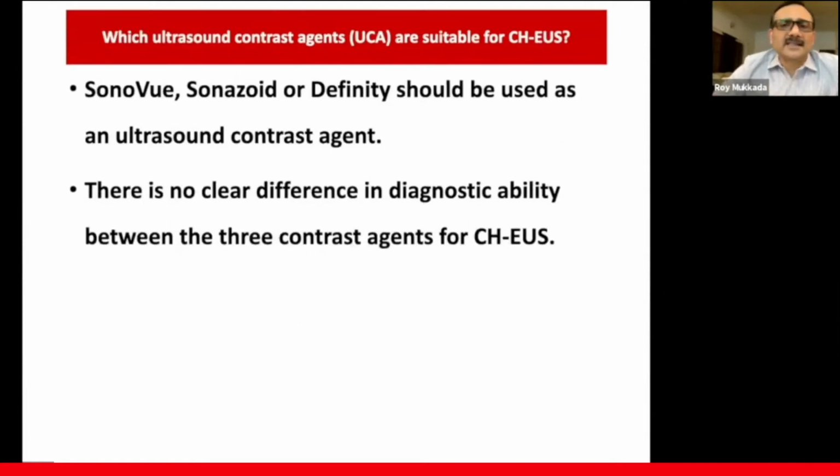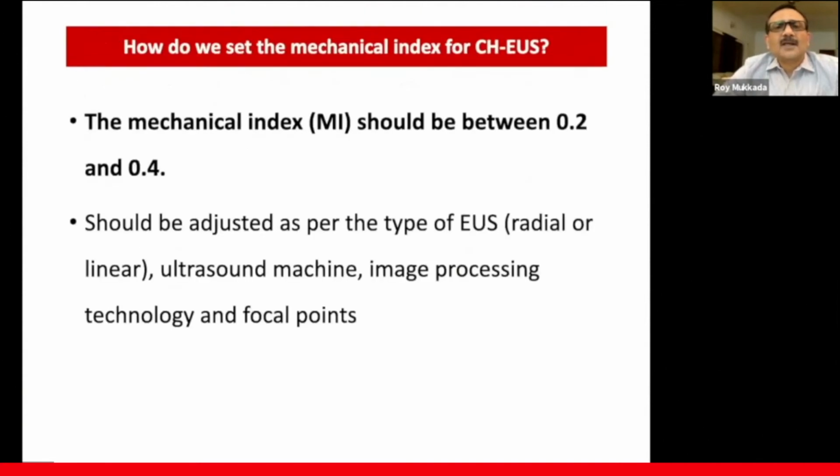There are three agents which are available, but I think we have only Sonoview. The rest are Sonazoid or Definity. And there's no clear difference in the diagnostic ability between the three contrast agents. So how do you set the mechanical index? You have to set it between 0.1 and 0.4. And it should be adjusted as per the type of CEUS, the ultrasound machine, the image processing technology, and focal points. That's important, and in detail, Malay will be telling you during a live session.